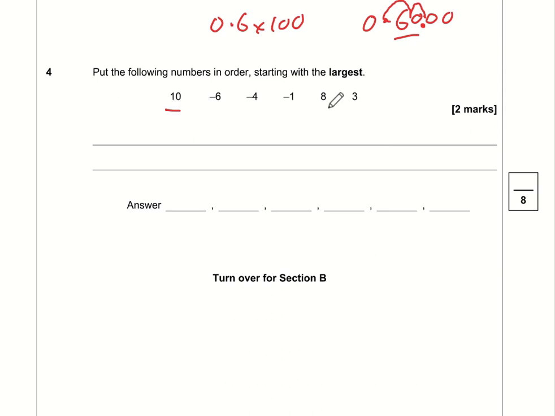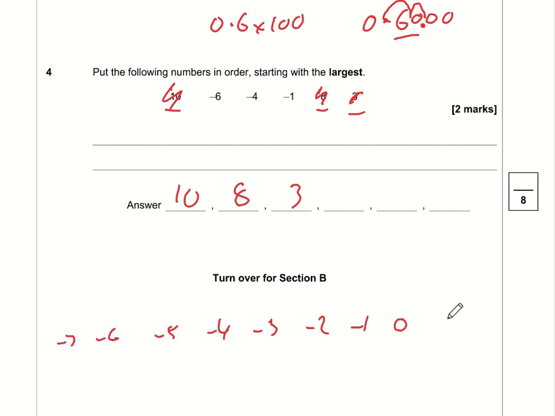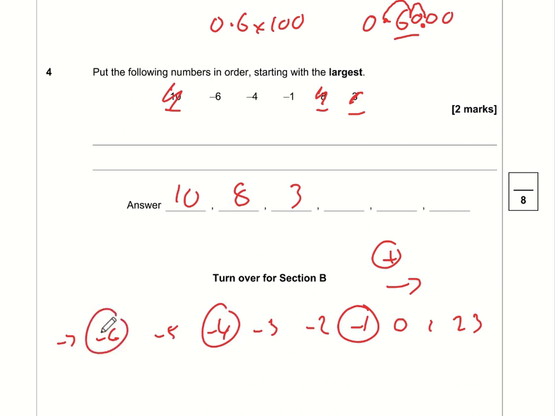Question number 4, put them in order starting with the largest. So let's just look at the positive numbers first. These should be easy to order. The biggest is 10, then 8, then 3. So let's be careful with negative numbers. If you're not confident, do a number line: -7, -6, -5, -4, -3, -2, -1, 0, 1, 2, 3. We can see that the bigger numbers are to the right, and the smaller numbers are to the left. So let's circle the negatives, we've got -1, -4 and -6. The biggest is the furthest to the right, so -1, then -4, then -6.